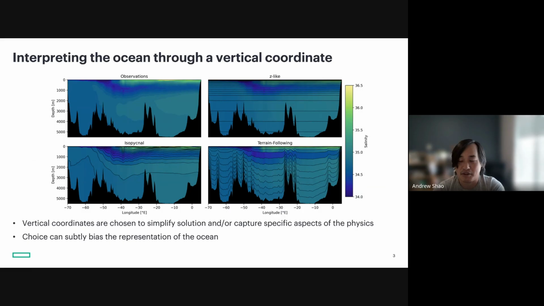So each of these three different coordinate systems can represent the system in a bit of a different way. However, they each kind of put a lens in front of reality when you're talking about modeling.